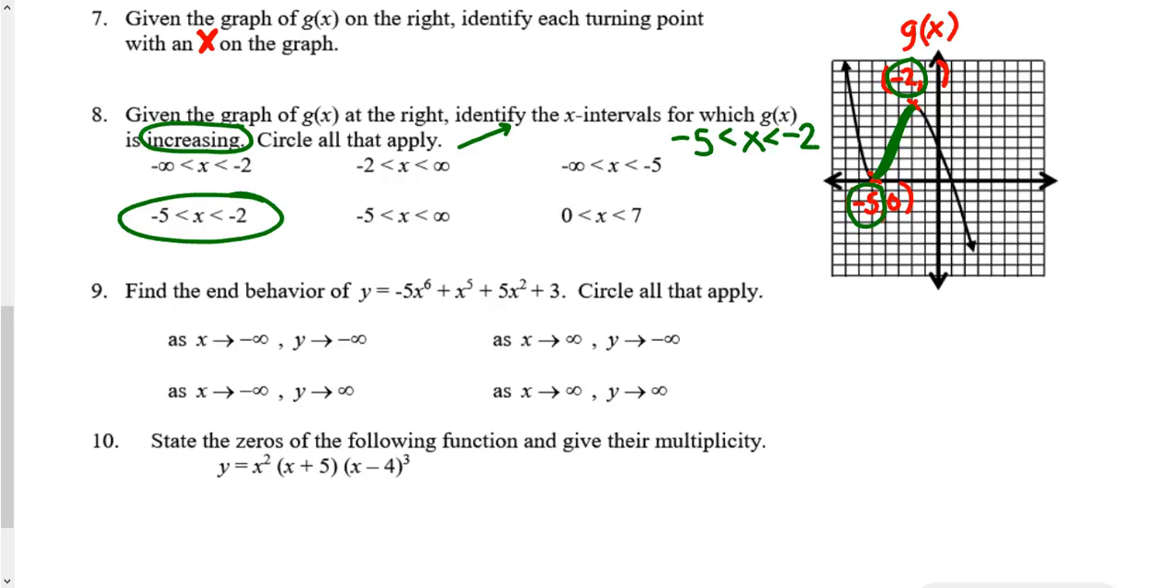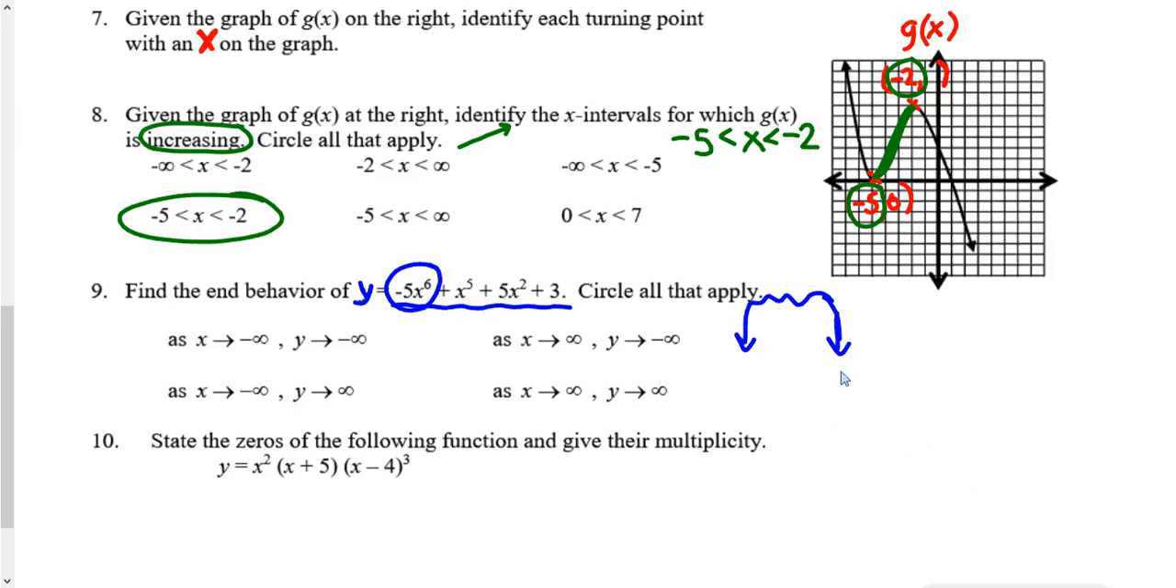Okay, number 9 asks you to find the end behavior of this function right here. When I'm dealing with end behavior and I have my polynomial in standard form, the end behavior is when x is really big, positive or negative infinity. So the only thing that really matters is the biggest term, the term of the highest degree. So if I have a negative function, I know I'm going to go down on the right-hand side. If I'm x to the 6th, I know I might have some bumps in here, but that my left side and my right side are both going to go the same direction.